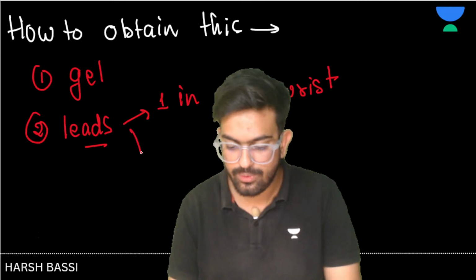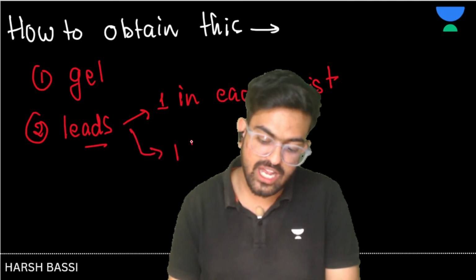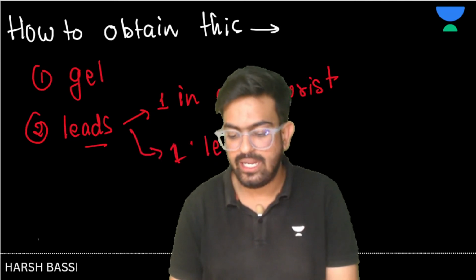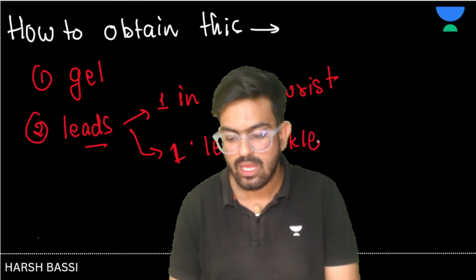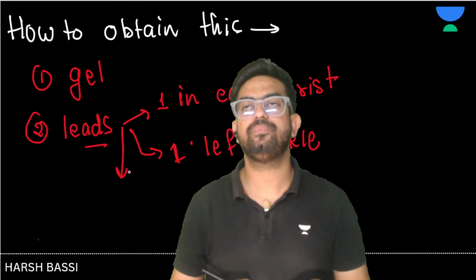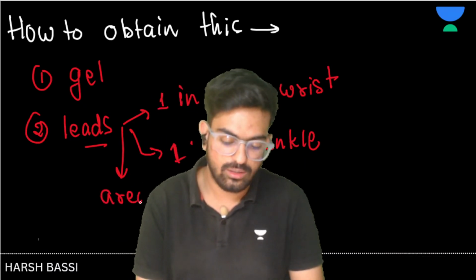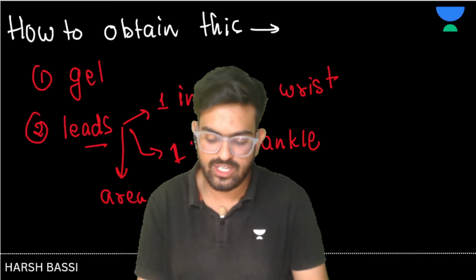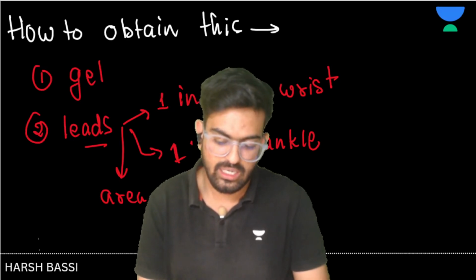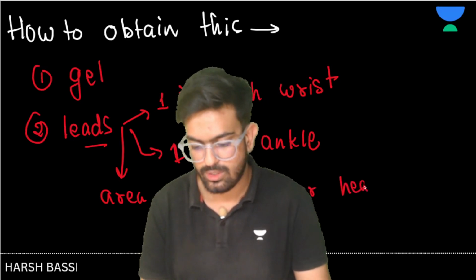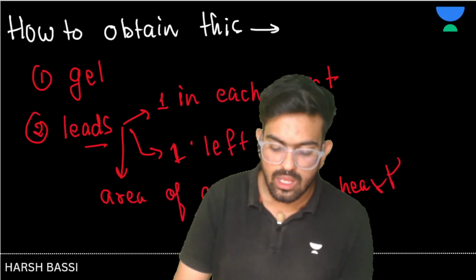And one in the ankle. Which ankle? Left ankle. One in the left ankle, and the other one is in some area of the heart. Okay, or I should say the area of the chest where the heart is present, near the heart. Okay, chalo. Now what are we going to get? We are going to get the graph. How, sir? कैसे ग्राफ मिलेगा?